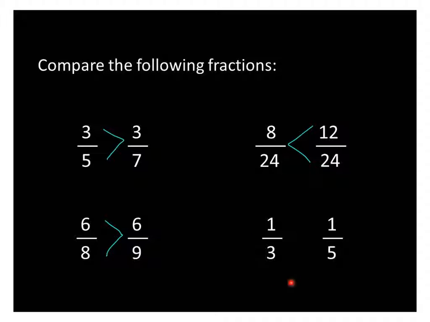And our last set of fractions, these are our unit fractions because they have a numerator of 1. We have 1/3 and 1/5. And you know what I'm going to say. The greater the denominator, the smaller the piece. So 1/3 is going to be greater than 1/5.